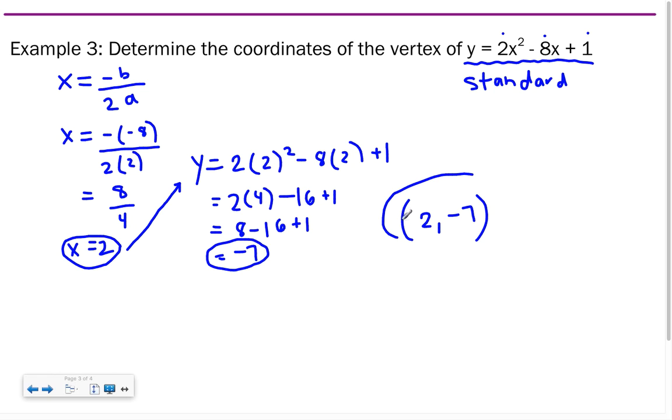So again, you could have gotten that same answer by changing it into an equation in vertex form by completing the square, but I think this is easier. It has less room for error and less steps to remember. So we find our x-coordinate using negative b over 2a, and then we plug that x-coordinate into our original equation to find our y-coordinate of the vertex.